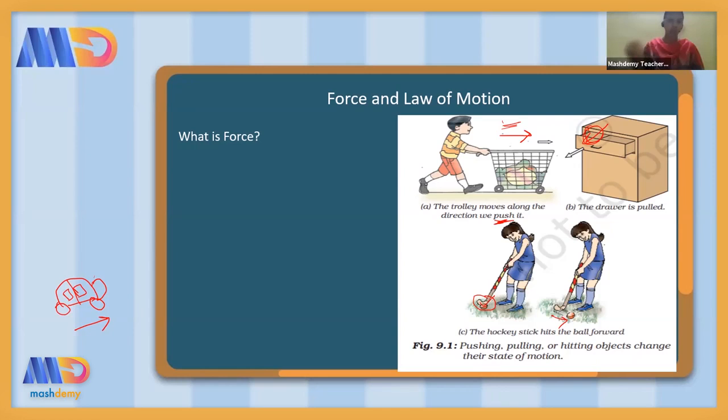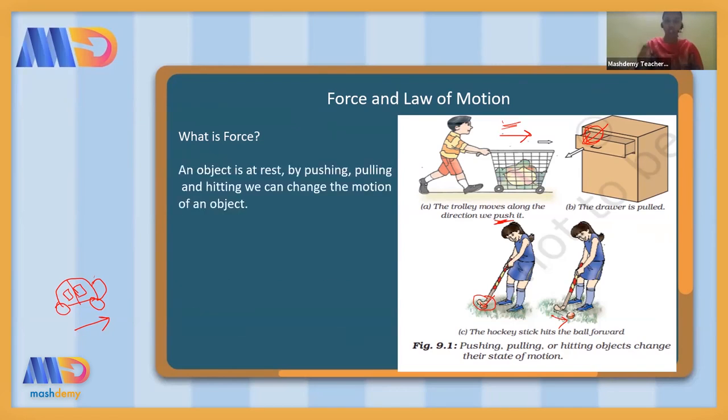So when a batsman hits the ball, only then the ball moves. Or let's say a football moves only when the player hits it. So the actions are what? Push, pull, and hit. Initially the object is at rest, and by pushing, pulling, or hitting the object, it changes its motion from rest. Clear? Yeah, ma'am. Okay, very good.